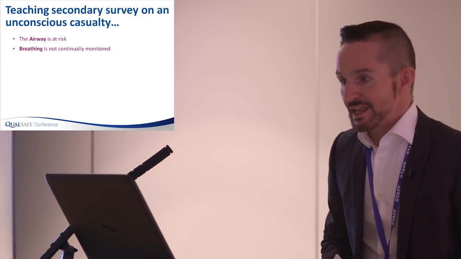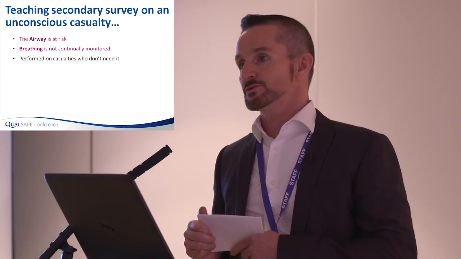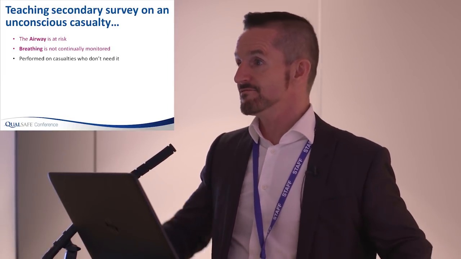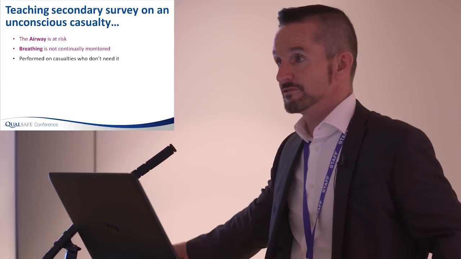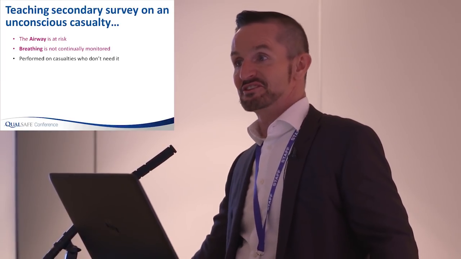Okay. If we teach this as standard, what happens is it gets performed on casualties who don't need it. The whole point of a secondary survey, the vast majority of those checks that you do when you're doing a secondary survey, are looking for injuries. But the vast majority of people who collapse in front of first aiders are people who collapse because they're unwell. And that's why they've gone unconscious. Yeah?